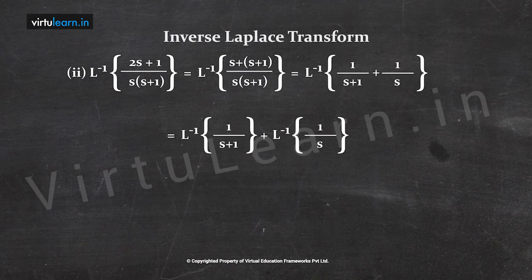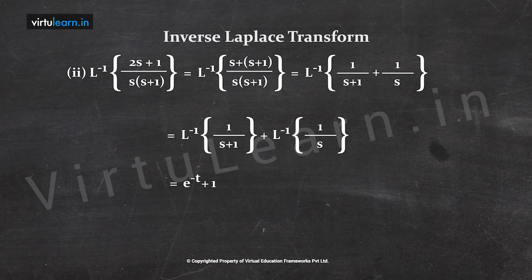L inverse of 1 by (s plus 1) plus L inverse of 1 by s. Then L inverse of 1 by (s plus 1) is e power minus t, and L inverse of 1 by s is 1. Now observe this one. In both problems, the question is in terms of s and the answer is in terms of t, everywhere in terms of t. In inverse Laplace transform you have to keep in mind that the question is in terms of s and the answer is in terms of t.